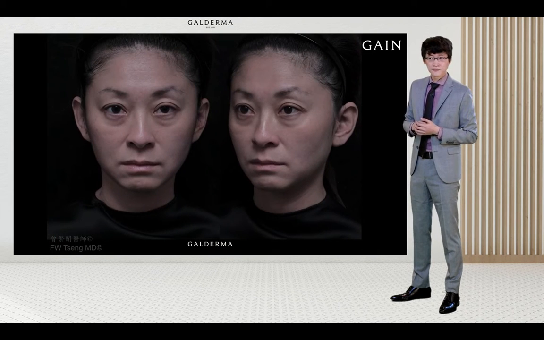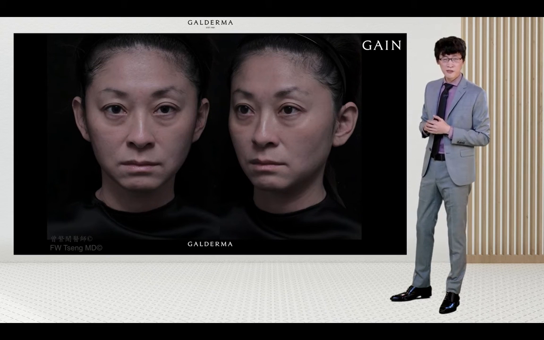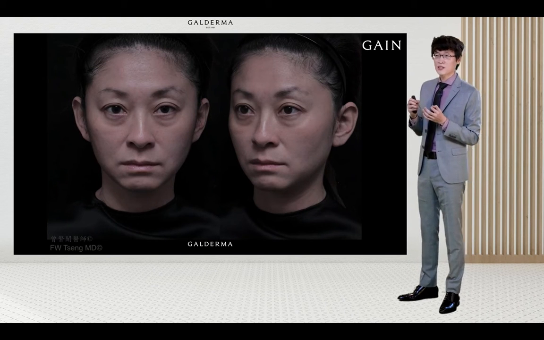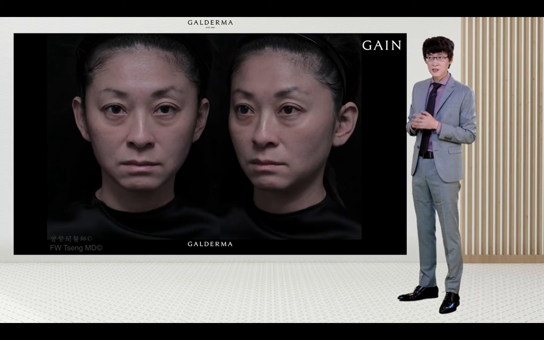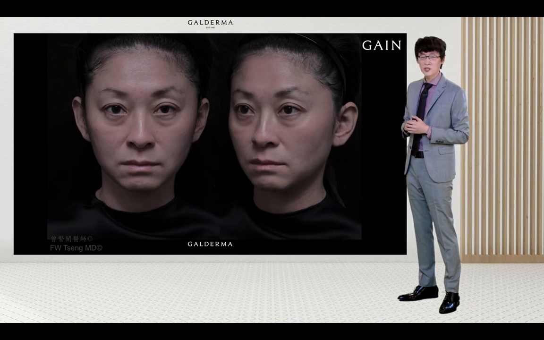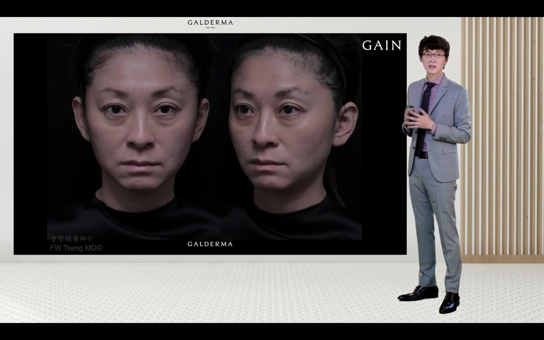Another patient, she looked unhappy, and she heard that you can use HA fillers to create those smiling lips, which is a common request nowadays. But the main reason why she looked unhappy was not in her lips.